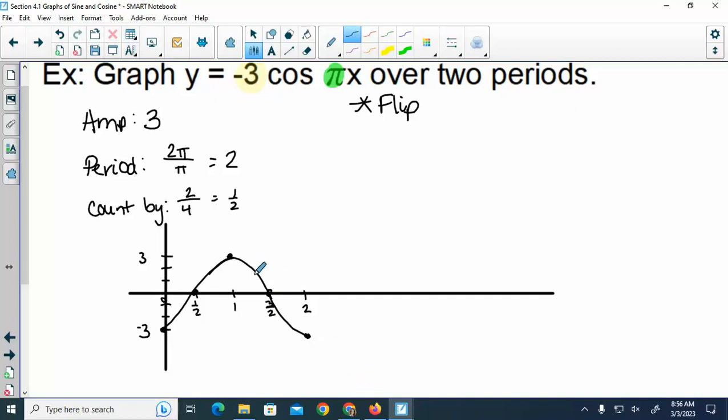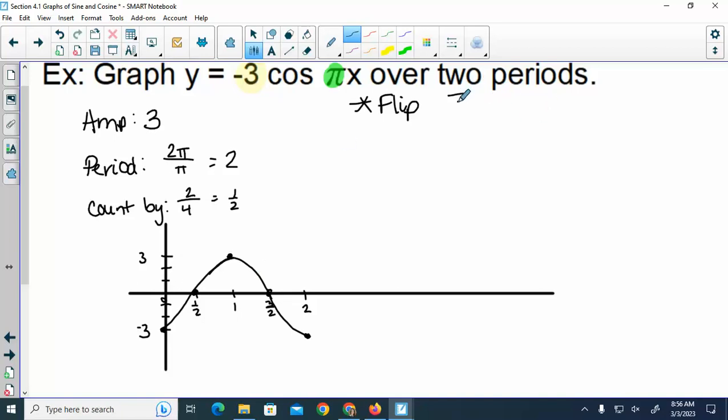You could always get those points just by plugging them in. If you forgot the pattern for cosine, you could plug in a 0. Negative 3 times cosine 0 gives you negative 3. If you plug in a half, negative 3 times cosine pi over 2 gives you 0. So we're just using the pattern to save time, but you could always go back and plug them in.